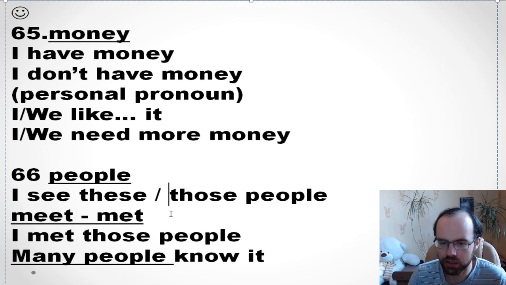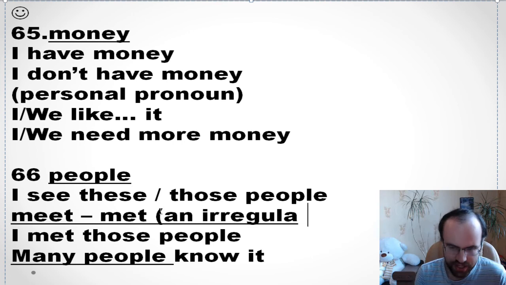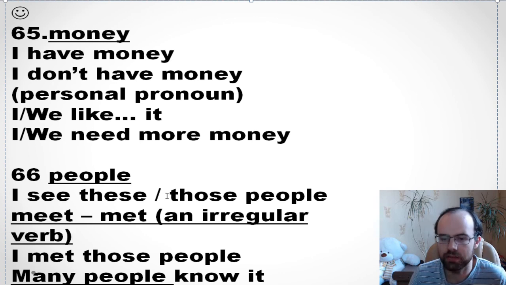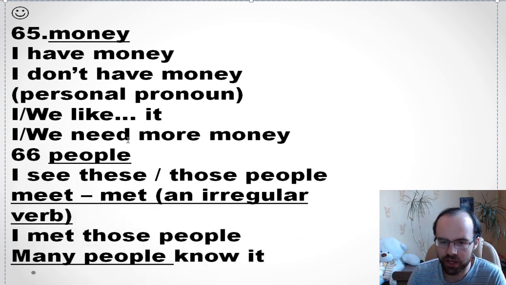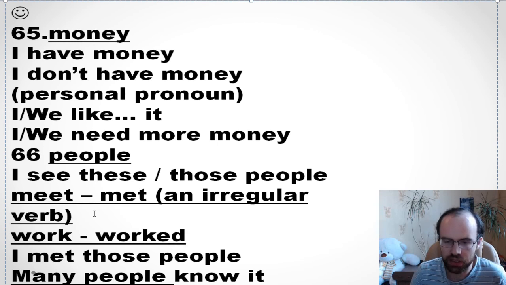Meet, met. So I think it's okay that we focus on irregular verbs. So it's an irregular verb. Meet, met. You know the difference between regular and irregular verbs. If we look at regular verbs, like work, they have ed.